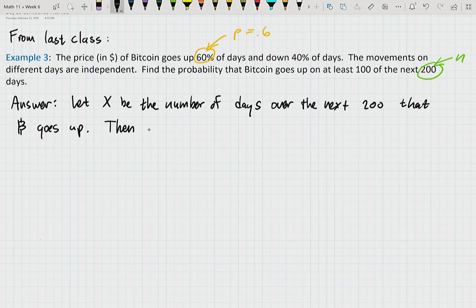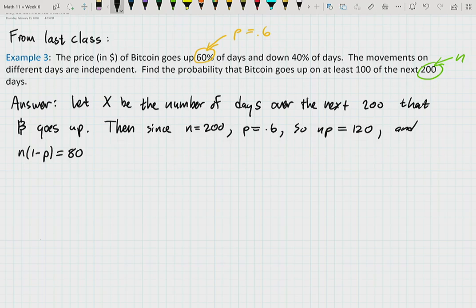Then since n is 200 and p is 0.6, np is 120. We would expect it to go up 120 days. And n times 1 minus p is 80. Why am I checking what np and n times 1 minus p are? Yes, right, I want both of these to be bigger than 10. So the point is this number is bigger than 10, and this number is bigger than 10.